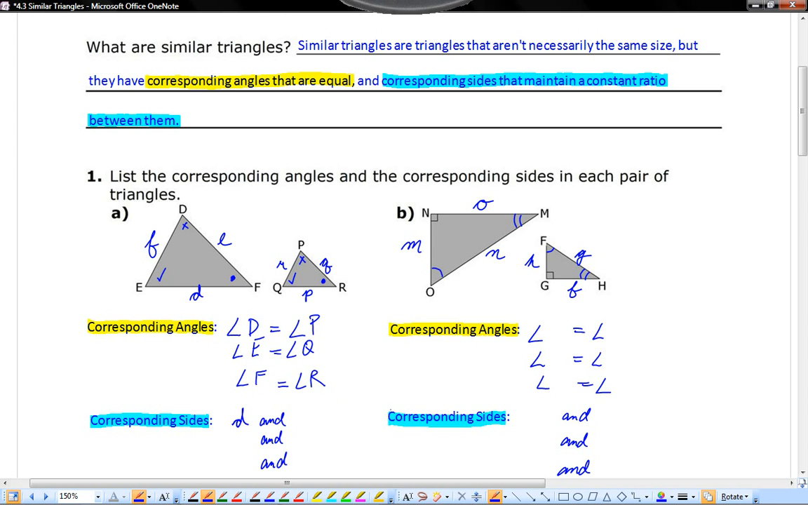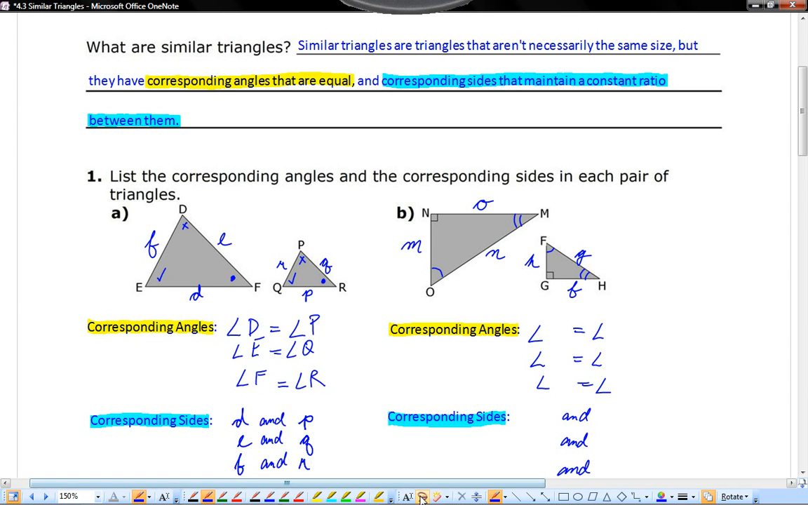So for instance, that side length d might be something like 2 times the size of p. And if that were true, then it means that e is going to be 2 times the size of q, and f is going to be 2 times the size of r. So that's how the corresponding sides work. There's always a constant ratio between them. I may be a little bit off, it may not be exactly 2, but you get the idea. It's always the same number that multiplies them.